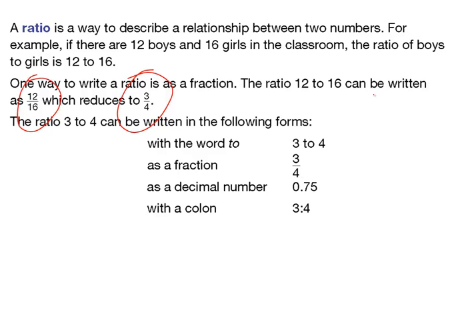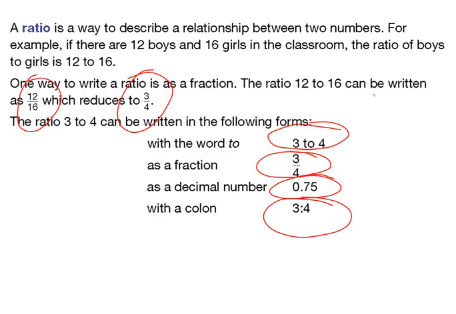That's because we reduced the 12/16 down to 3/4. So that can be written as 3 to 4, 3 over 4, 0.75, or 3:4 when we're talking about boys to girls. If we were talking about girls to boys, we'd have to flip everything back, where it'd be 4 to 3, 4 over 3, 4:3. Everything would change, including 1 to 0.75.